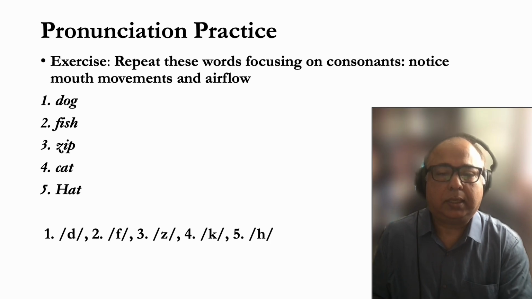Did you pronounce the words correctly? The first one is d. The second is fish. The third one is z, zip. 4 is k. And 5 is h. Now notice number 4, the word is spelled with a C, C-A-T, but the sound is k.